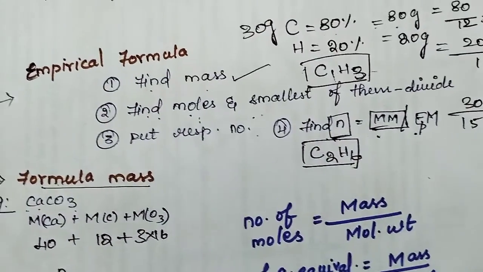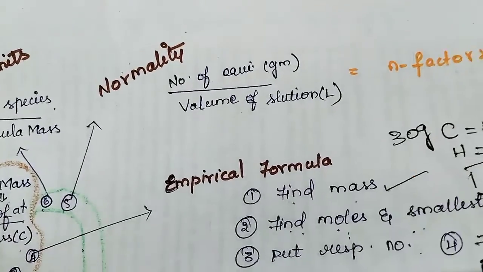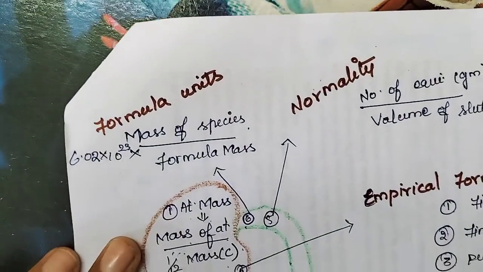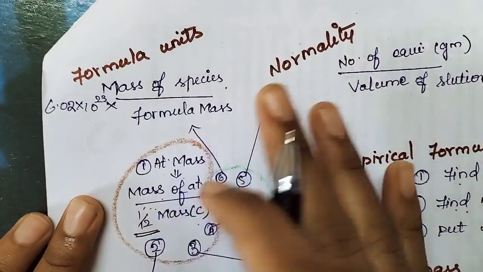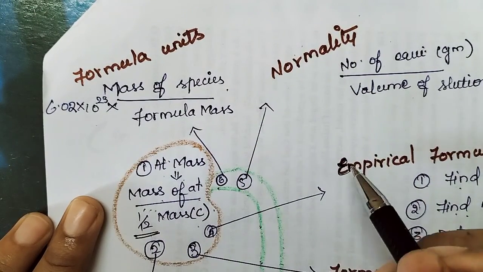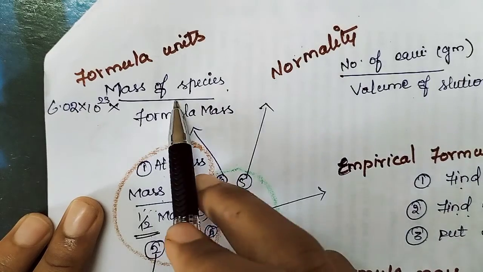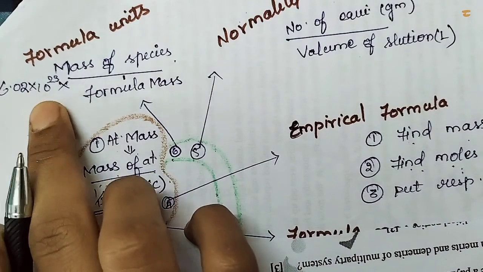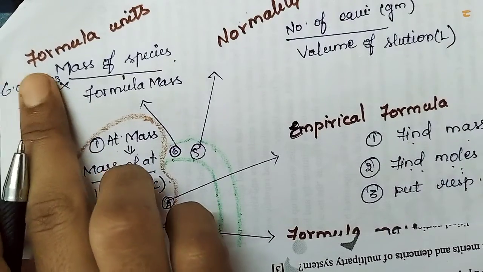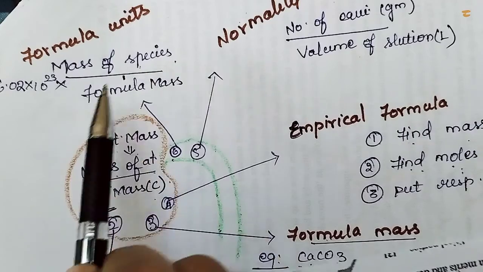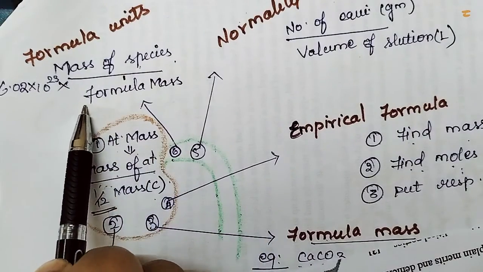Clear? So next one is formula units. If you are supposed to find the number of ions or the number of atoms in a particular formula, then we need formula units. See here, 6.02 into 10 to the power of 23 is the Avogadro number, and the mass of the species, how much mass they have given, divided by the formula mass. So this is the formula.